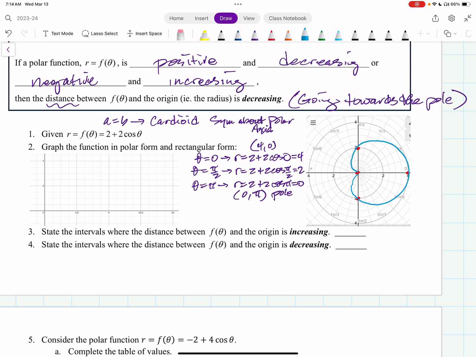Okay, you've got to put the sound effects in. There's your cardioid. All right, and notice it's symmetric about the polar axis. Okay, dokie. Now we use our prior skills from prior lessons.